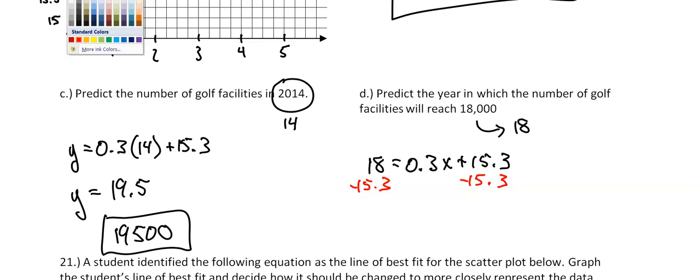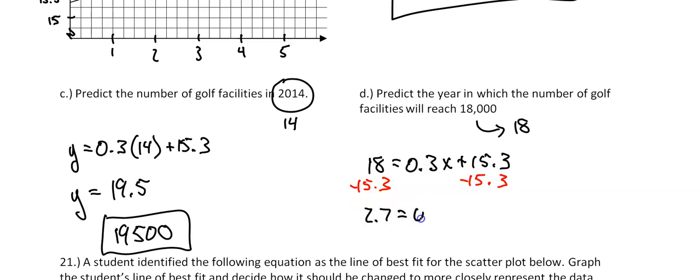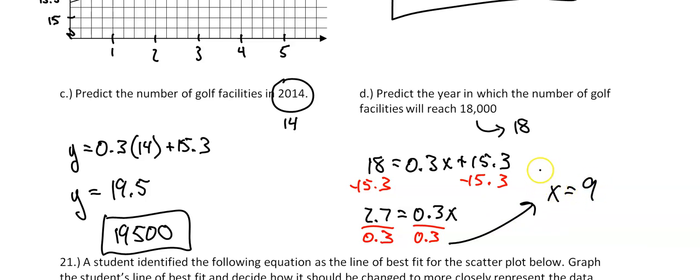So now I'm going to subtract that from each side. 18 minus the 15.3 gives me a 2.7. And I'm going to divide each side. So it looks like I get x equals 9. So about 9 golf facilities. Oh no, in about 9 years. Sorry, I almost interpreted that incorrectly. So 9 years, see, that's not my answer.